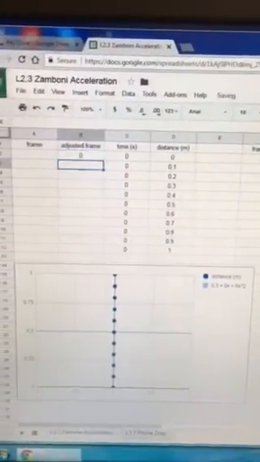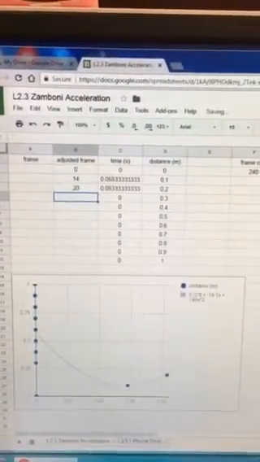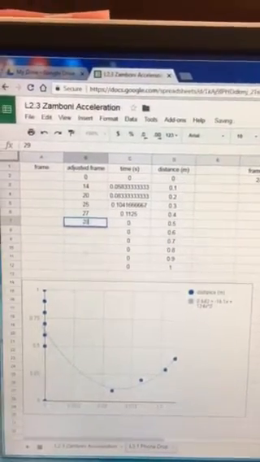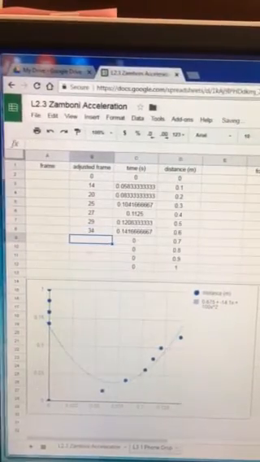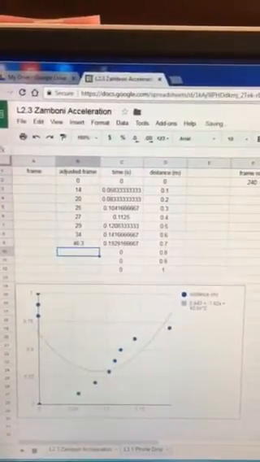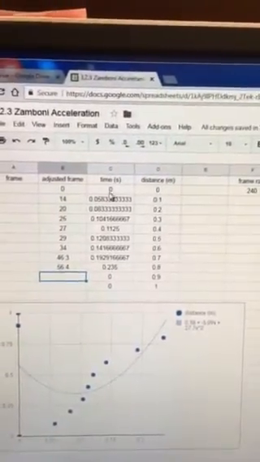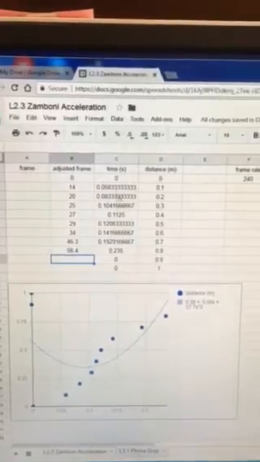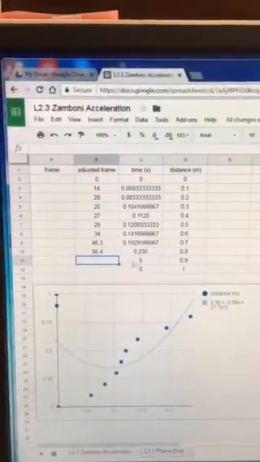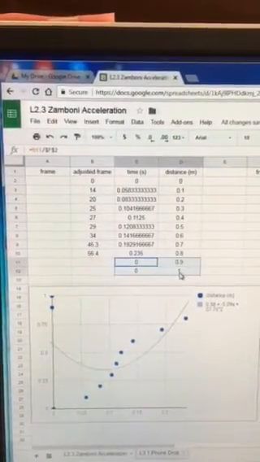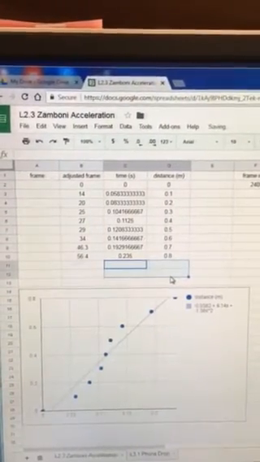So the frames we had were 0, 14, 20. Now you're going to have different frames, but I'm going to put mine: 0, 14, 20, 25, 27, 29, 34, 46.3, and 56.4. Now what's the cool thing about this? Boom, we already have it set to divide by 240, so we're already populated. Now anything extra down here, you will have more data points. I didn't, and so I'm going to delete off these last 2 rows. They're not of interest to me.